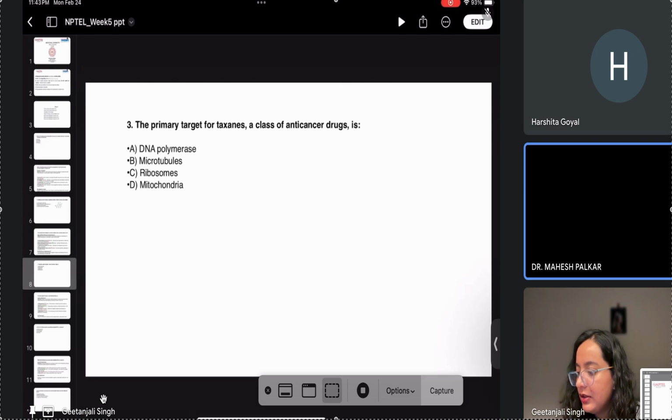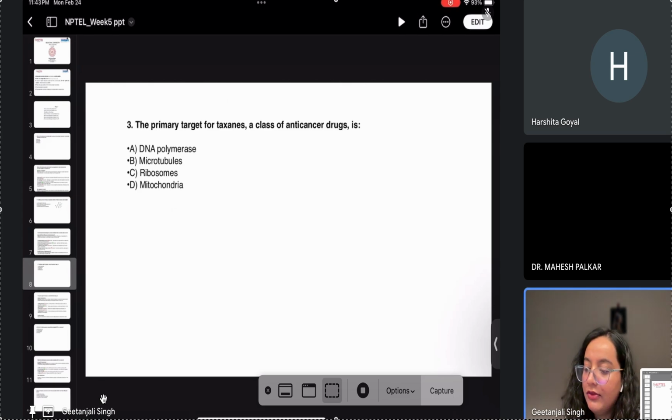The third question: the primary target of taxane, a class of anti-cancer drug, is A. DNA polymerase, B. Microtubules, C. Ribosomes, D. Mitochondria.